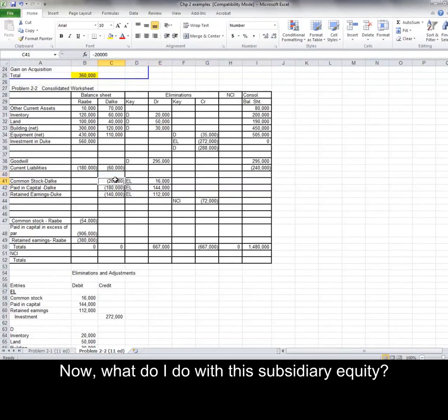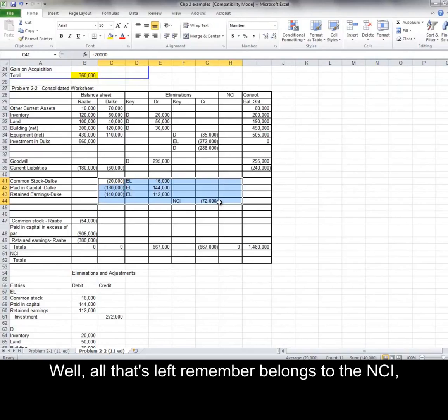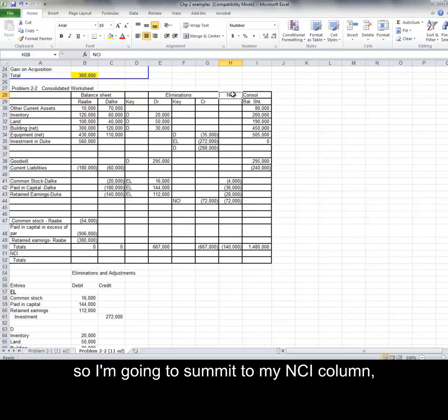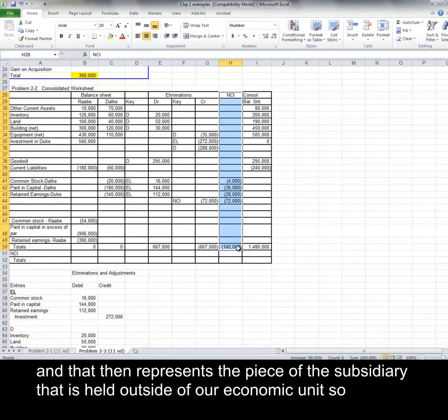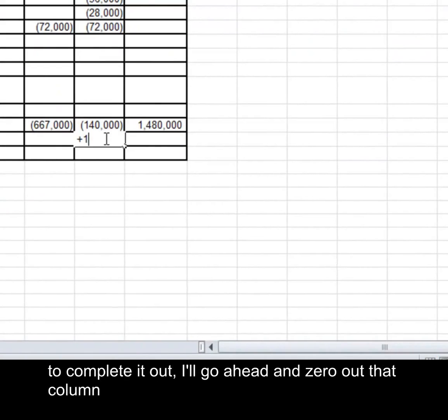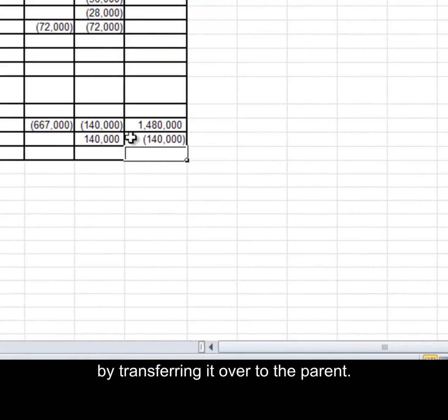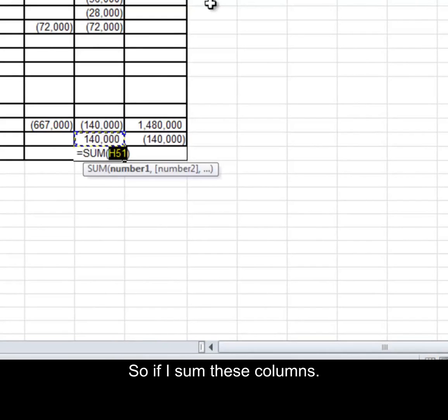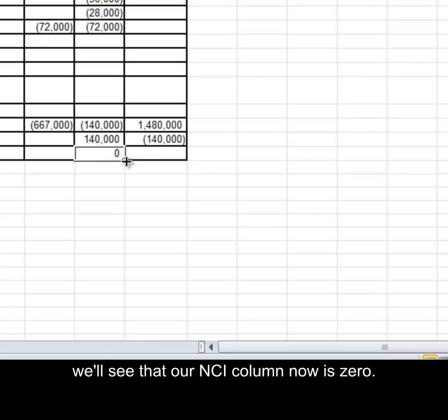Now, what do I do with this subsidiary equity? Well, all that's left, remember, belongs to the NCI. So I'm going to sum it to my NCI column. And that then represents the piece of the subsidiary that is held outside of our economic unit. So to complete it out, I'll go ahead and zero out that column by transferring it over to the parent. So if I sum these columns, we'll see that our NCI column now is 0.